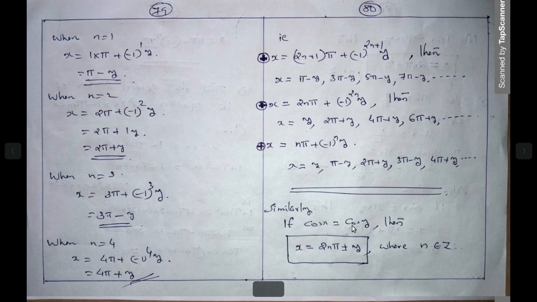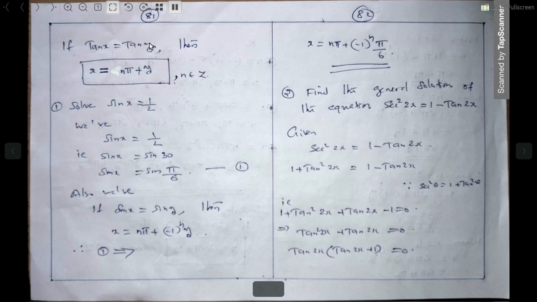Similarly, if cos x is equal to cos y, then x is equal to 2n pi plus or minus y. So you learn this result by heart. I am avoiding the proof because the proof is not needed for this examination. So you learn this result by heart: x is equal to 2n pi plus or minus y. Similarly, for tan x is equal to tan y, x is equal to n pi plus y, where n is always an integer, n belongs to Z.